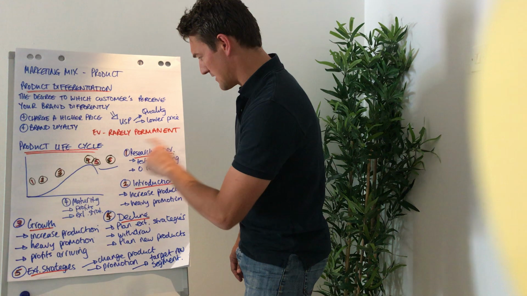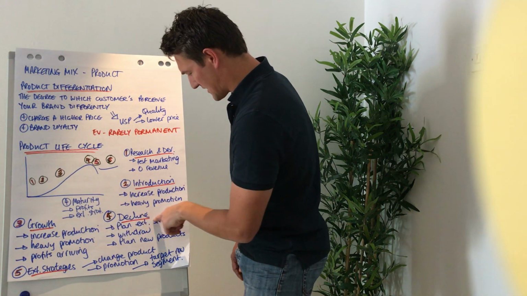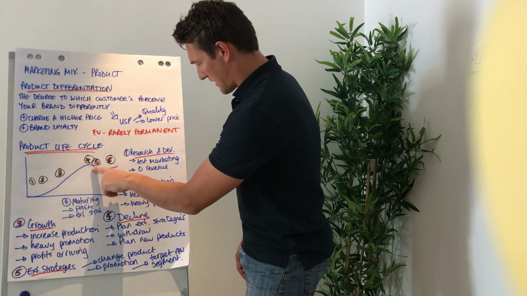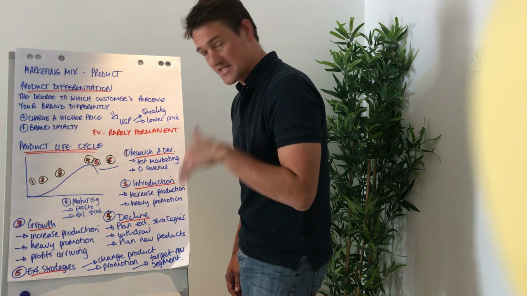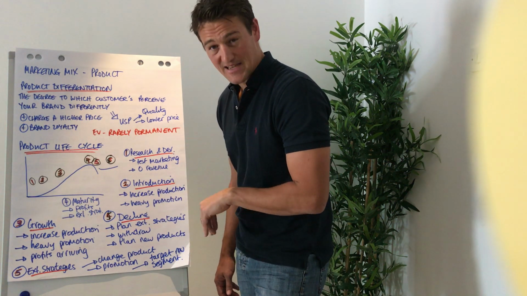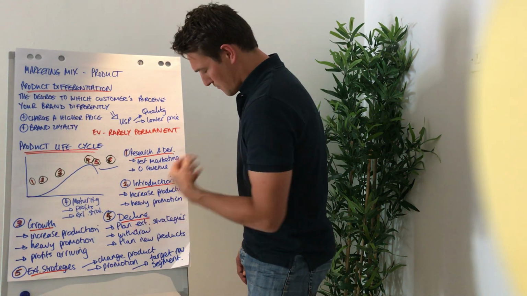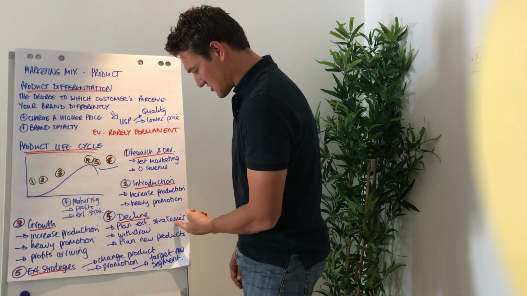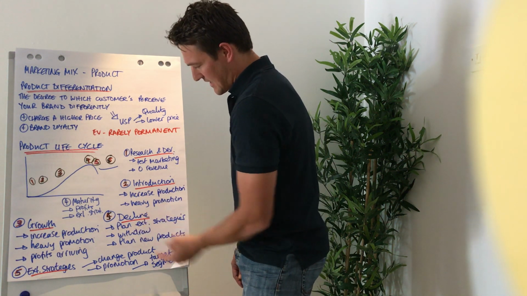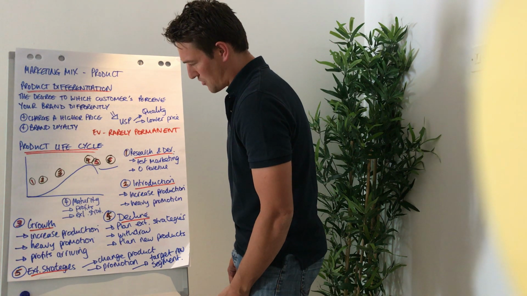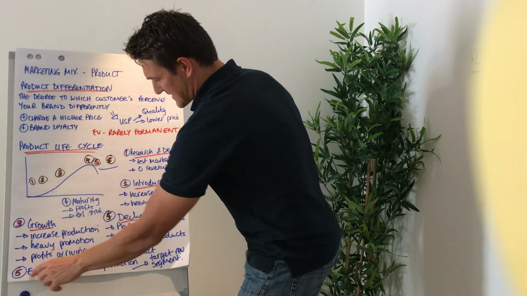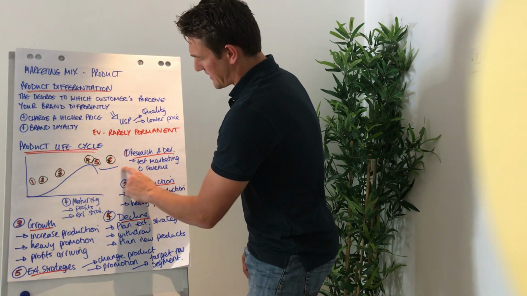If we take number 5, decline, basically at the decline stage, our product is going out of fashion, or it's been replaced by another technology. Marketing decisions, we've got to plan extension strategies, we've got to plan a new product, and we've got to decide whether we want to withdraw it or not. This should say number 6 down here, extension strategies, this spike.